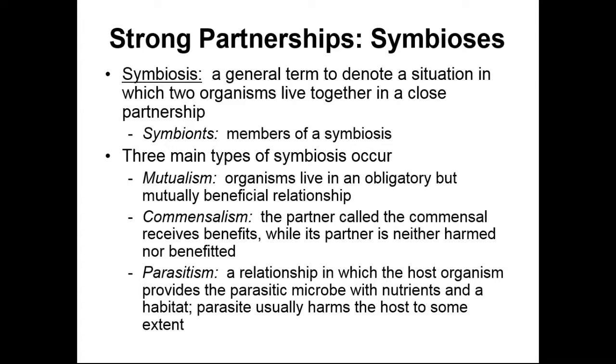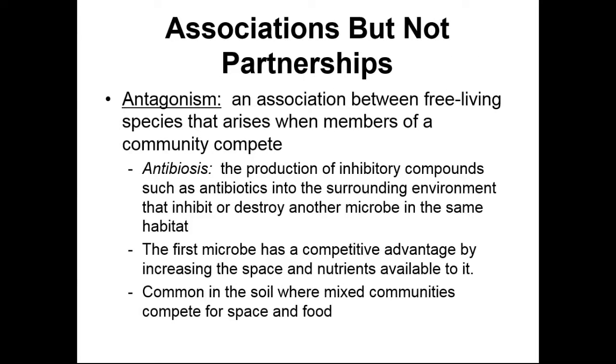We can also have parasitic relationships. A parasitic relationship is a special kind of symbiotic relationship where one symbiont benefits and the other symbiont is harmed. Generally speaking, parasitic relationships are what cause diseases when a microorganism causes disease in a human being. Sometimes we can have antagonism take place, and this is when a free-living species arises when members of a community compete against each other. So it's not necessarily that these two microorganisms are directly interacting with each other, but they're competing for the same resource.